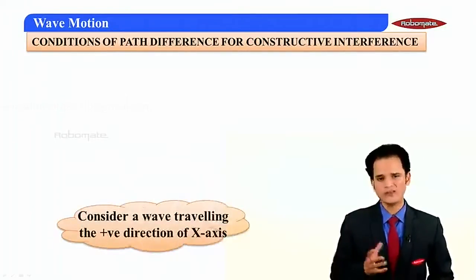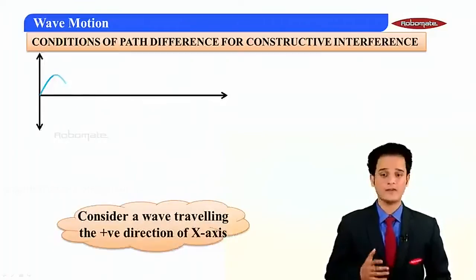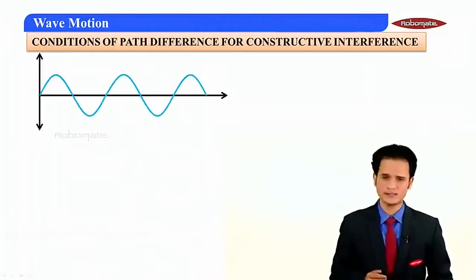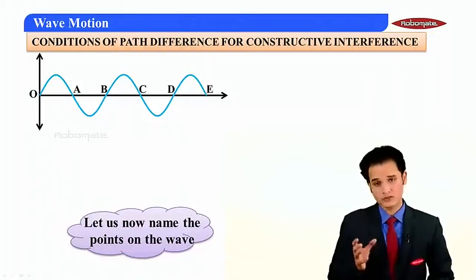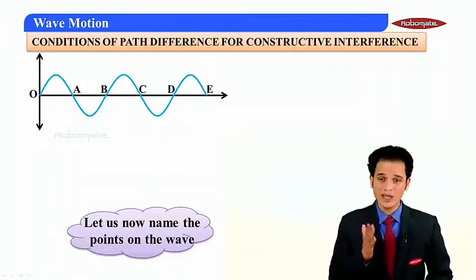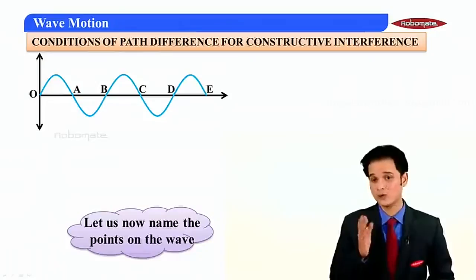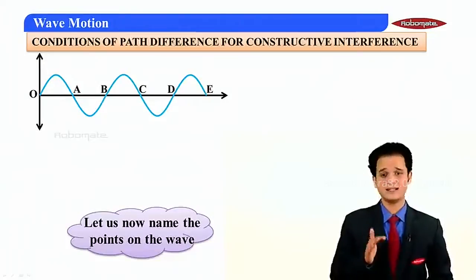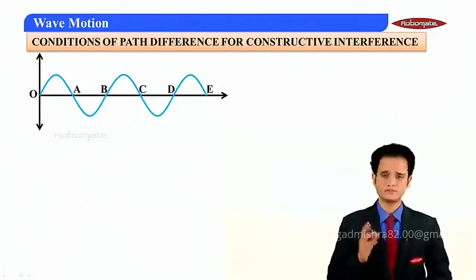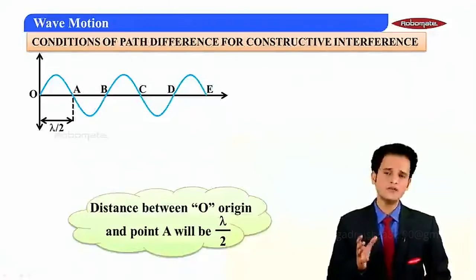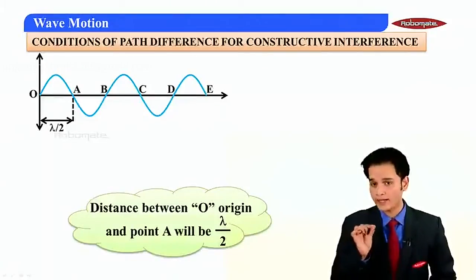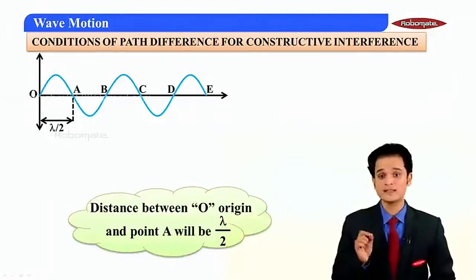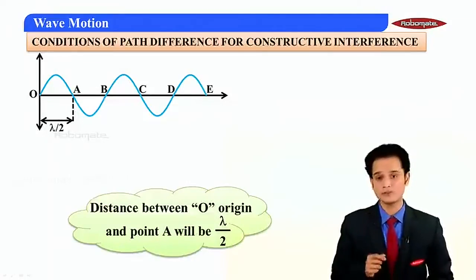If we go ahead, first let us consider a wave traveling along the positive direction of the x-axis. Now further students, we'll name the points. O, which is the origin, and further, every point touching the x-axis is going to be A, B, C, D, E respectively. If you clearly see, the distance between point O and point A is lambda by 2. That is nothing but half the wavelength students.